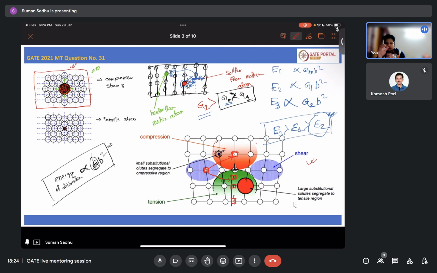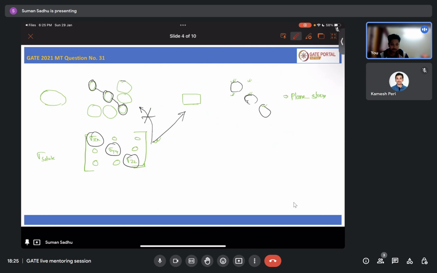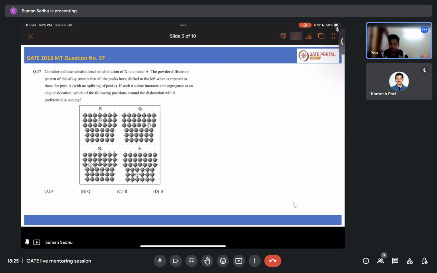So for relaxation of the matrix, this oversized solute atom will try to go to the region where the matrix is in tension, so that it can relax the stress. This way you have to just visualize the thing and you can approach this kind of question. Now one more similar question I have, which is question number 37 of GATE 2018.